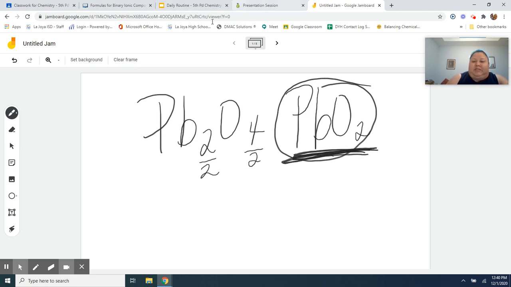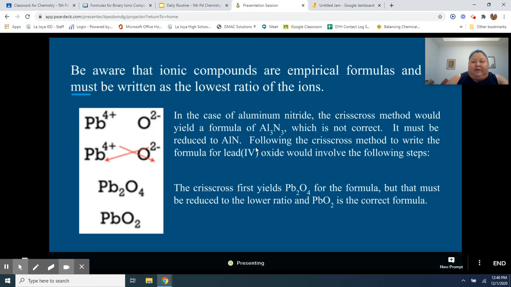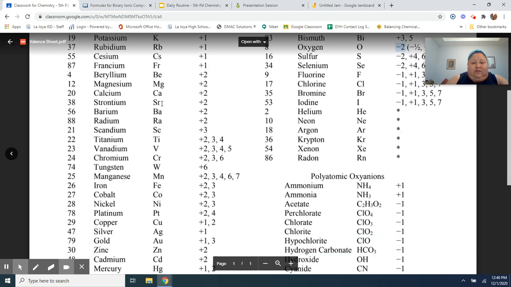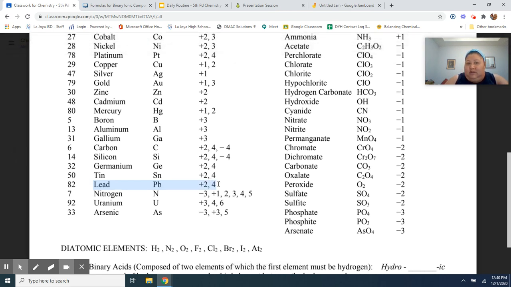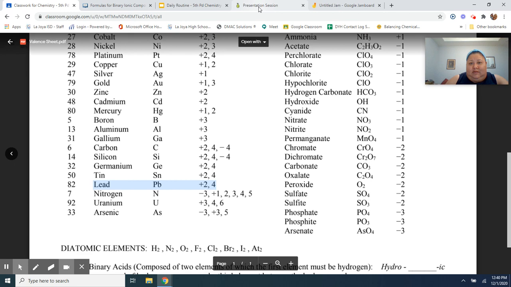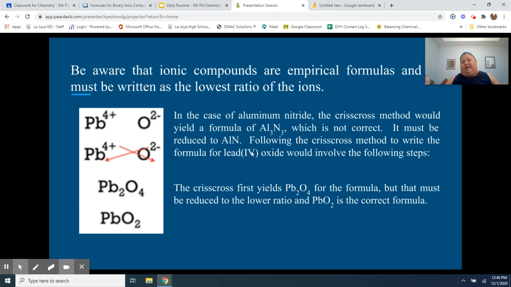Now, I want to point something out to you before we move on from this slide. You see how this guy has a Roman number? This metal has a Roman number because this metal, lead, has more than one charge. Check it out on the list. If you look up lead, right here at the bottom, it can either be a +2 or a +4. We use the 4 because of the Roman number. This Roman number tells me if I'm working with lead 2 or with lead 4. There's 2 different versions of it, right? It's like when you have siblings.